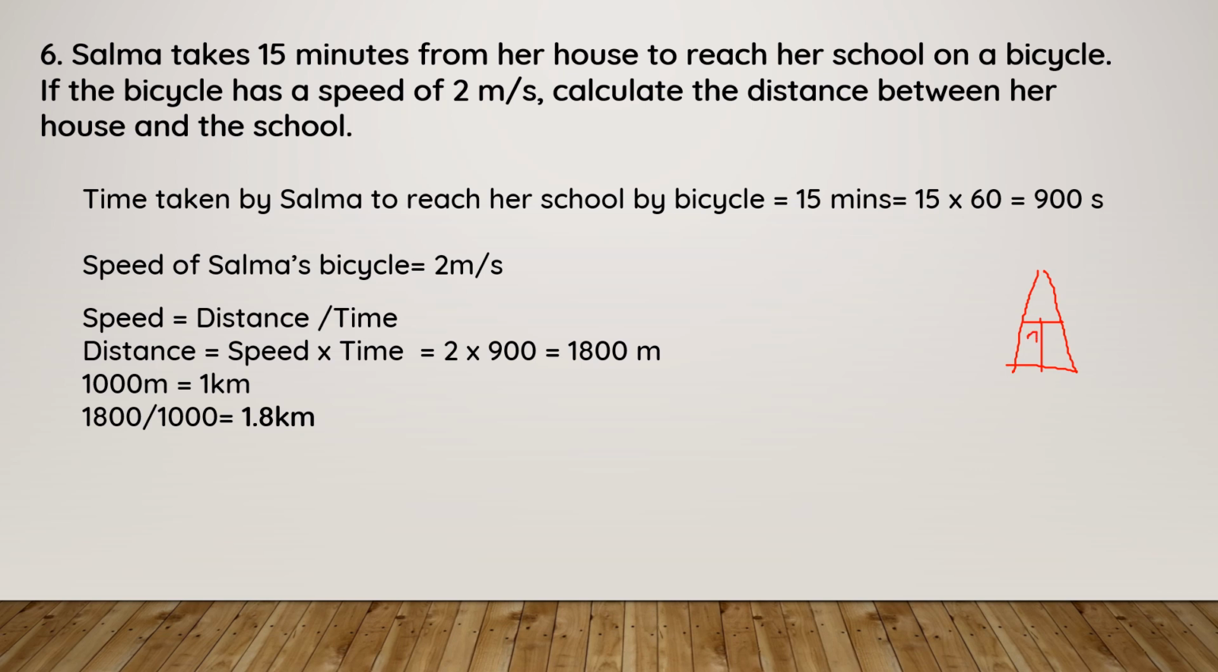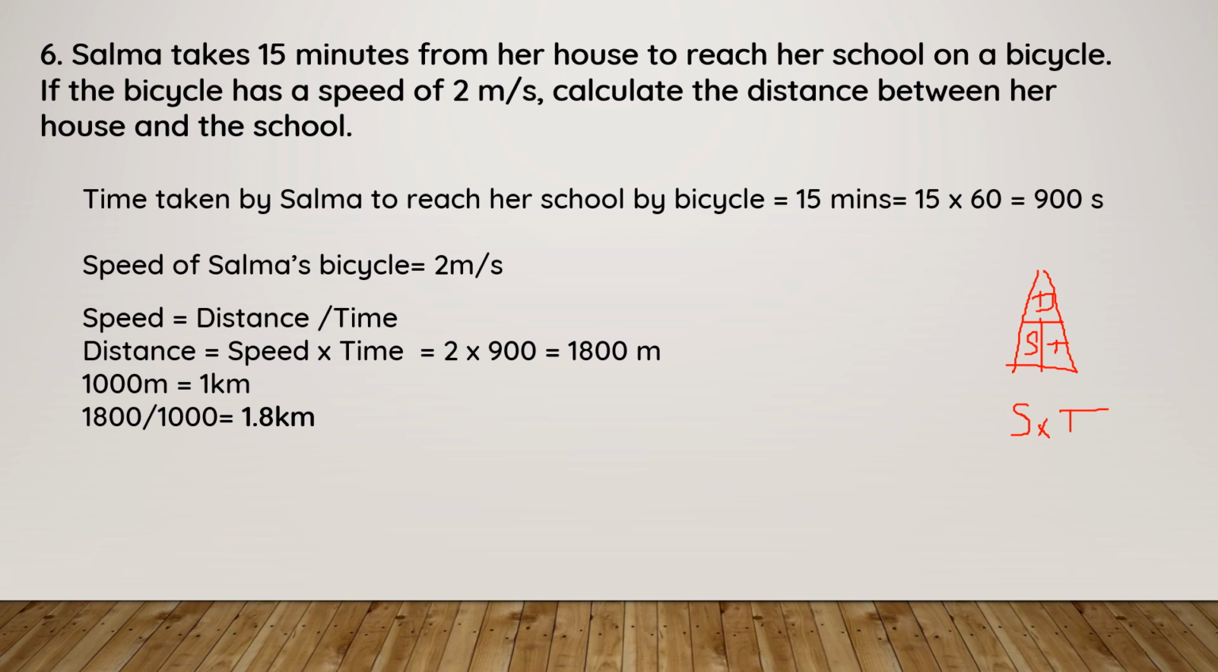Speed equals distance upon time. So here we want to find distance. So how we will find distance? Speed into time. Okay, now we'll see what is the speed in this question and what is the time. After getting those two values we can multiply.